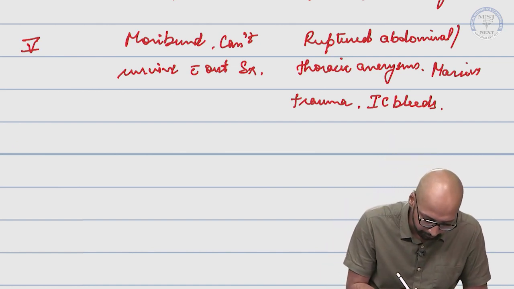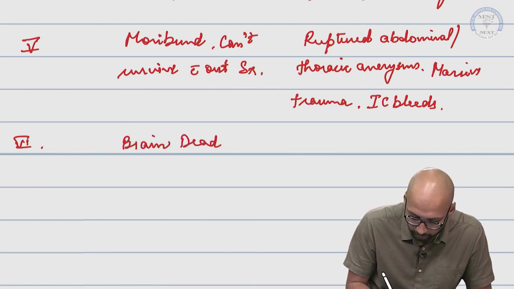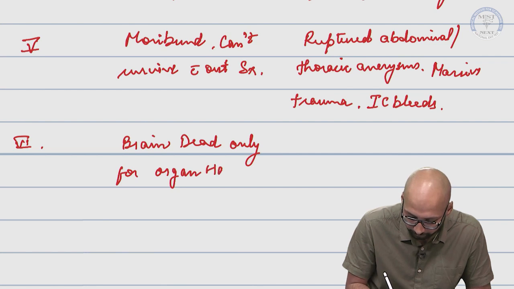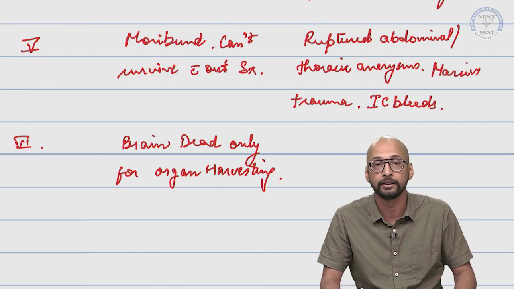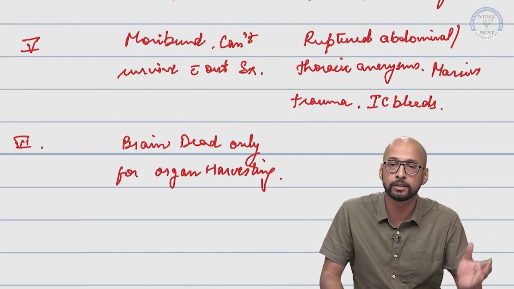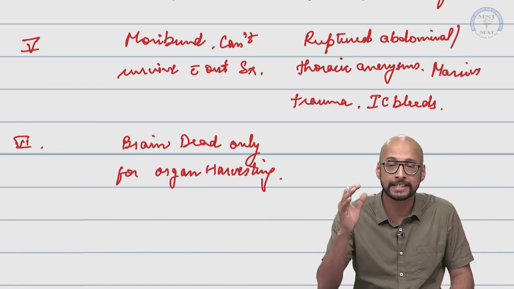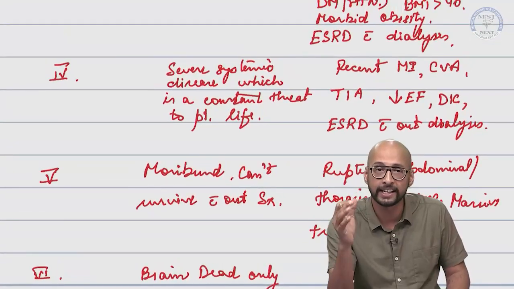Now the sixth point is brain dead patient. Brain dead only for organ harvesting. That means the patient has expired and his organs are being utilized to save the life of another patient. So these are the 6 ASA criteria.